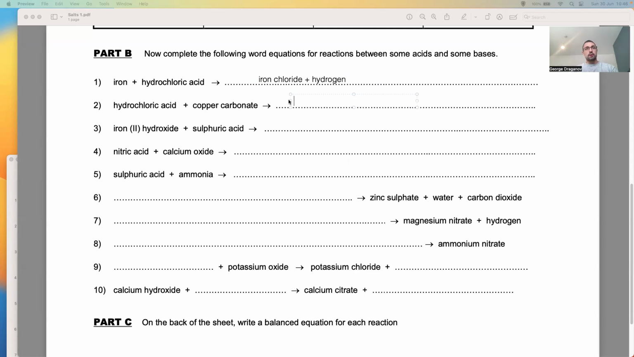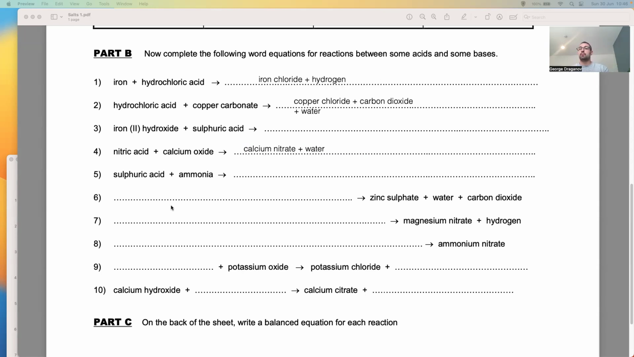So the salt is going to be copper chloride plus carbon dioxide plus water. And I will do one more, this one. The salt will be calcium nitrate from the nitric acid, and it is a metal oxide plus acid, so it will just form water with no gases.